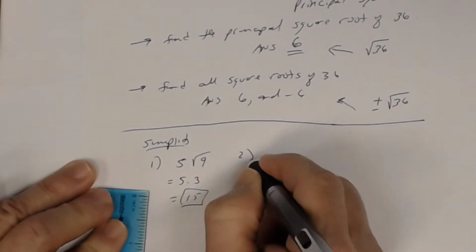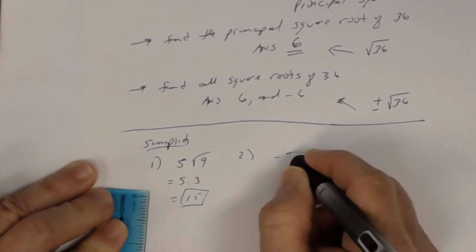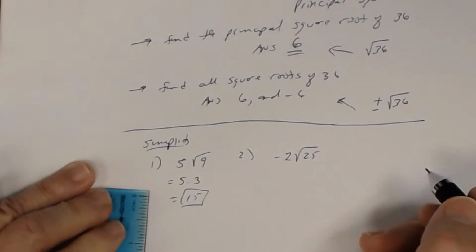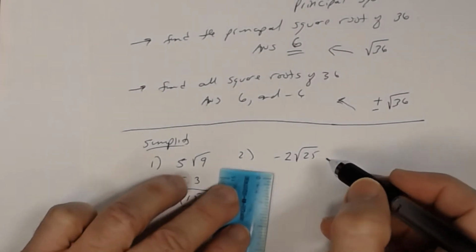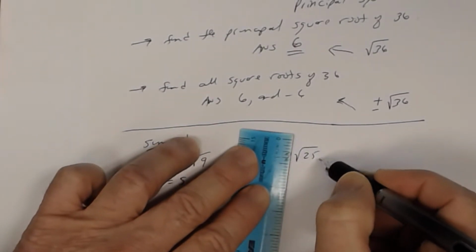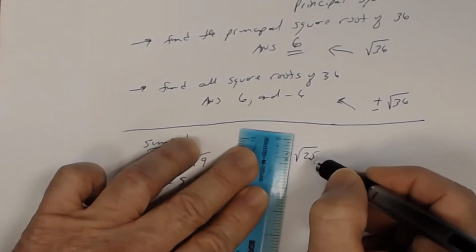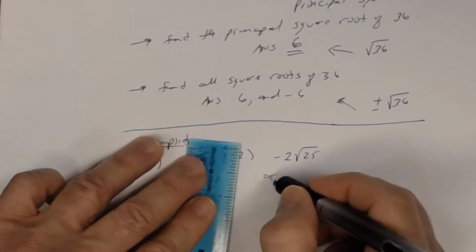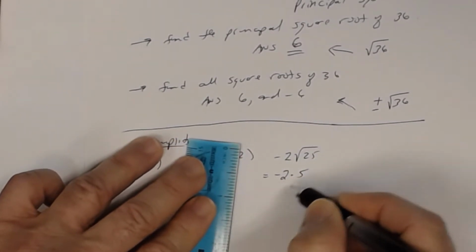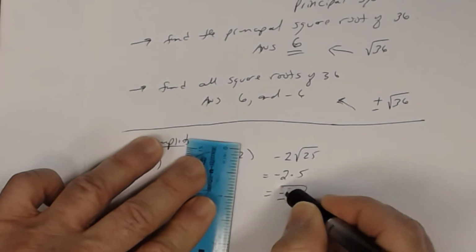All right. Number 2, suppose we had negative 2 times the square root of 25. We'll do the same thing. So first of all, look at the square root of 25. I can simplify the square root of 25 because 25 is a perfect square. And the square root of 25 is 5. And so this becomes negative 2 times 5, which is negative 10.